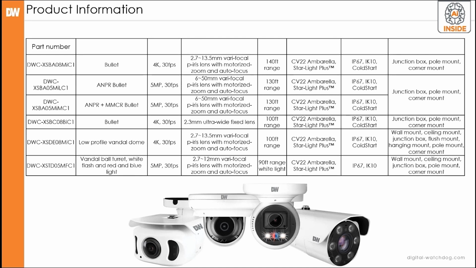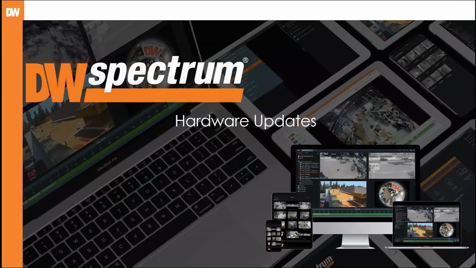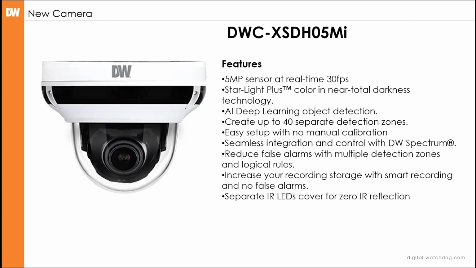So there's that. Now, let's talk about some other hardware updates. We've released a new low-profile dome. Got our same AI deep learning object detection. Creates 40 separate zones. So again, on all of our megapix cameras and our servers, there's none of this calibration stuff you have to do. So it's super easy to set up. This talks directly to a Spectrum server, of course. So you can use the rules engine, same with these.